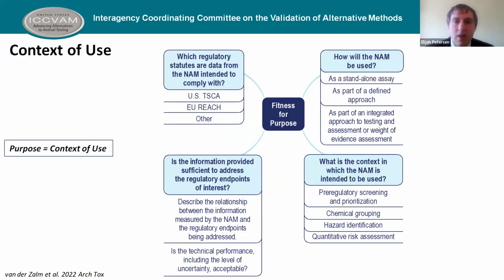So context of use: in a lot of ways there are similarities between that and fitness for purpose. Again, we're borrowing a figure from the van der Zalm et al. paper. One key question is what regulatory statute specifically the NAM is intended to help comply with. How will it be used: as a standalone, as part of a defined approach, as part of a weight of evidence? There are very different criteria for something used as pre-regulatory screening prioritization versus quantitative risk assessment, where the bar may be a lot higher in terms of what's demanded of it. And is the information provided sufficient to address the regulatory endpoints of interest? This relates to both the biological relevance and the technical characterization of the method.